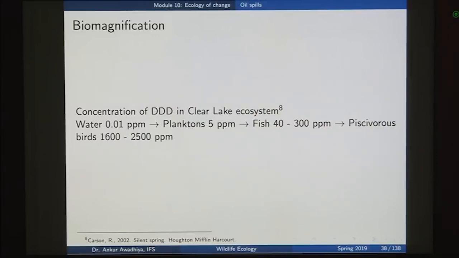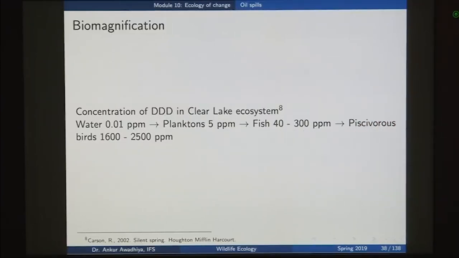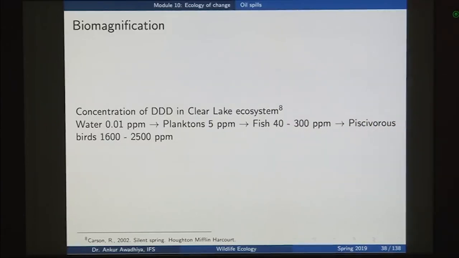Now, why was that? Because the planktons were able to absorb this chemical, but they were not able to release it out of their bodies. So, there was bioaccumulation in this case. Even though you have a very low concentration in water, the amount that is there in the planktons is much larger. Now, if we look at the fishes, they had a concentration between 40 and 300 parts per million. So, from 5 parts per million, you have 40 to 300 parts per million.